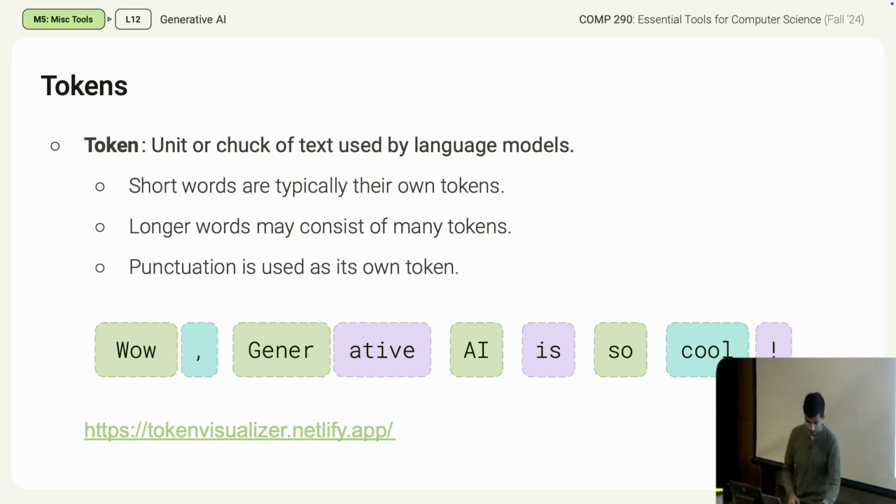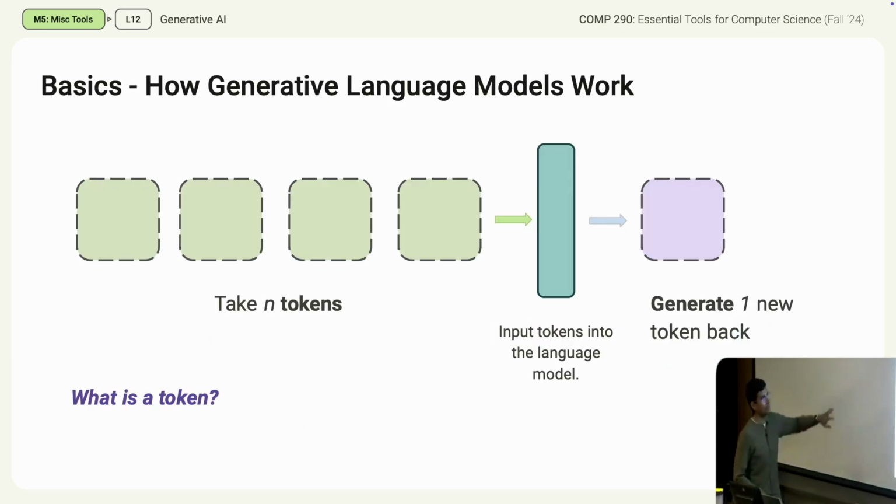All right. So now taking a look at this, we now see that we have text. Tokens are just units of text. We go back to this example where we have n tokens, so any sequence of tokens. We put it into this language model, and then the language model will generate one single token back.